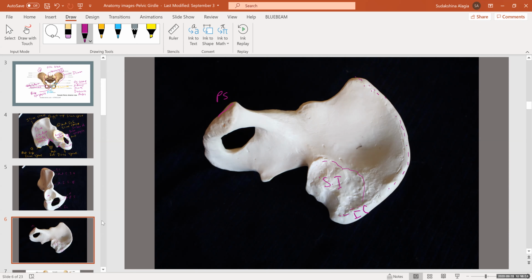The pubic symphysis is the first thing you should identify, because that basically tells you where the pubis is. All right, so we got pubis, we got ischium, and pretty much all of that is ilium. Make sure the ilium spelling is right.